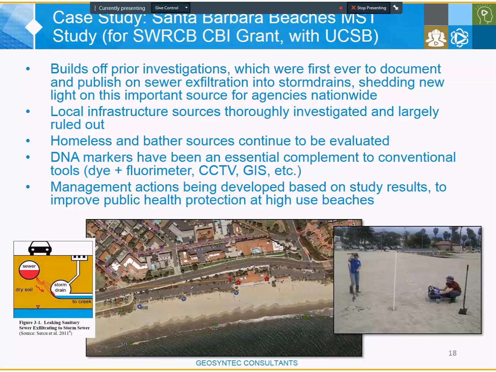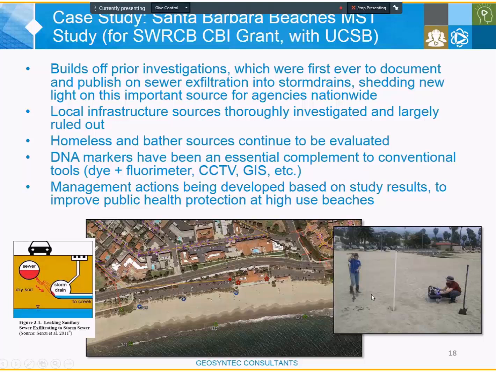Now, the local infrastructure sources in our ongoing, more recent study at these beaches have been thoroughly investigated: CCTV and GIS and dye and fluorometers and human markers in groundwater. What we're showing here on the bottom are locations where we installed little wells on the beach through hand auger, and then also samples in the surf zone for the marker and a dye after we popped it into a sewer line, and we're able to evaluate if any of the sewer infrastructure or bathroom infrastructure is leaking there.